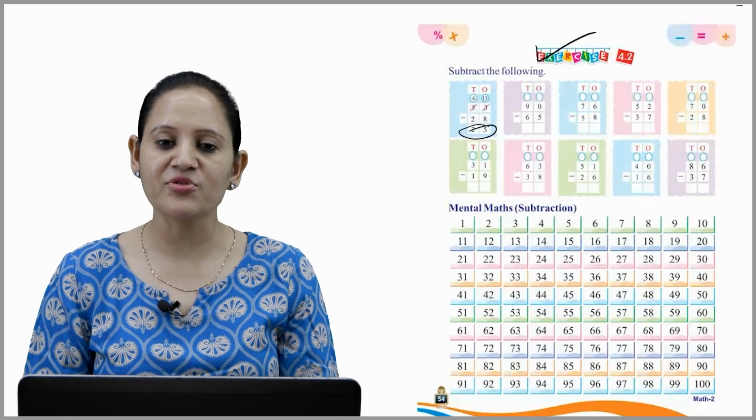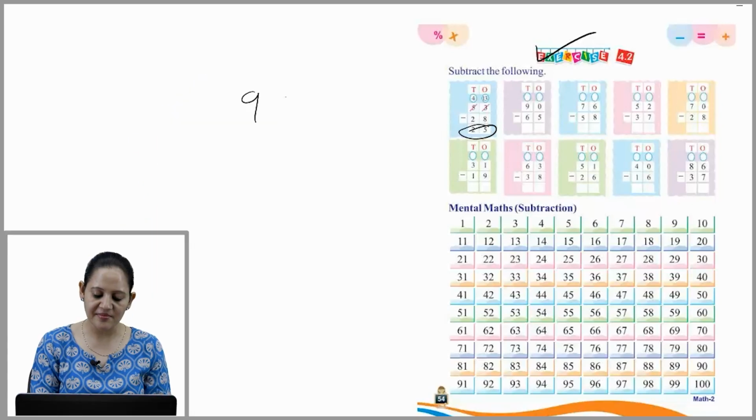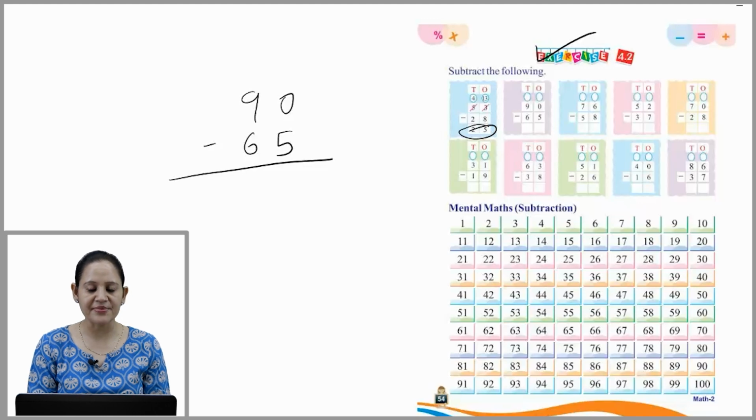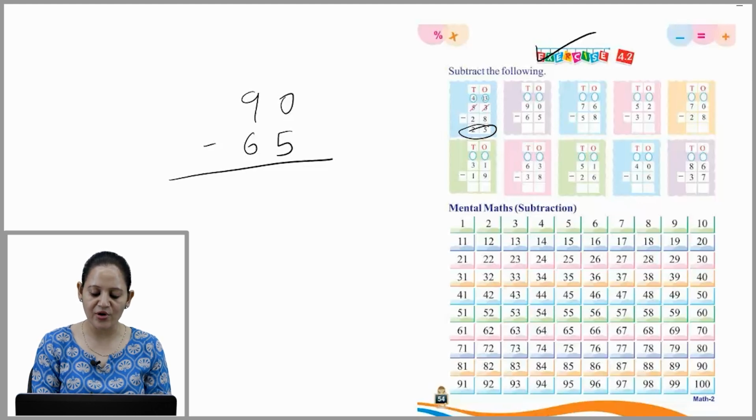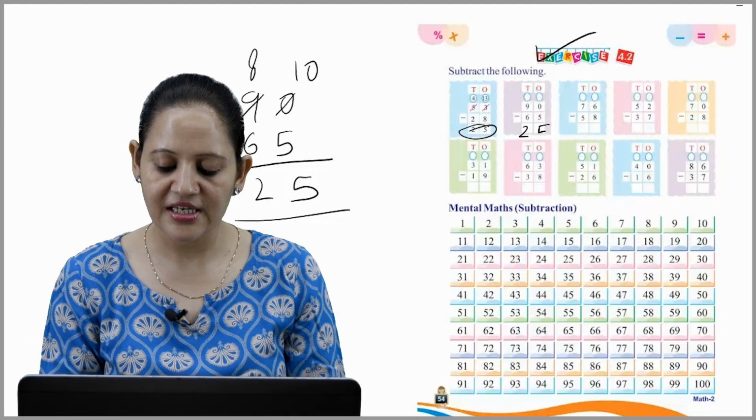Next one, we have to subtract 65 from 90. 90 में से हमें 65 subtract करना है. Again we cannot subtract 5 from 0, so we'll borrow from the tens. It becomes 10 and ये हो जाएगा 8. 10 minus 5, 5. 8 minus 6, 2. So difference is 25. Clear?